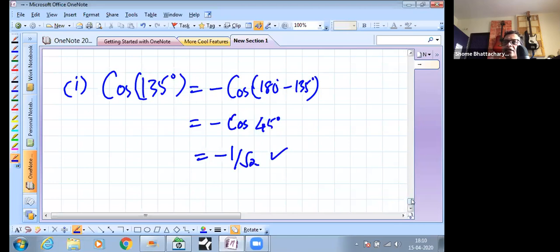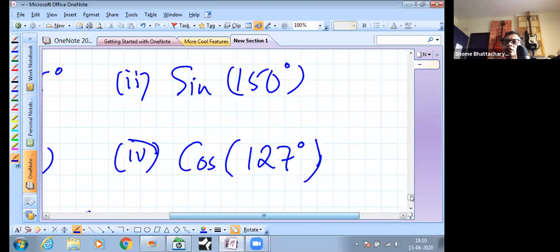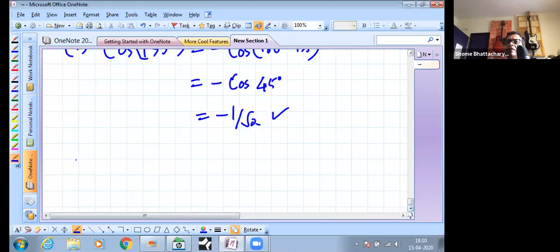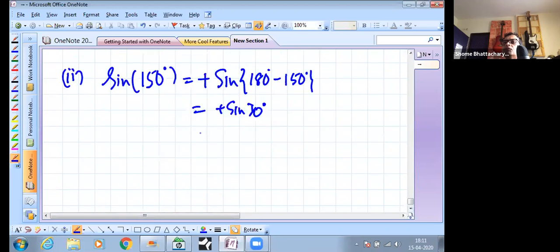Okay. Similarly, our second question was sine of 150. For that, we will use the formula for sine, which was that sine theta is positive, because in the second quadrant sine is positive, of 180 minus theta. So this is 180 minus 150. So it is plus sine 30, which you know is half. So the value becomes plus half.